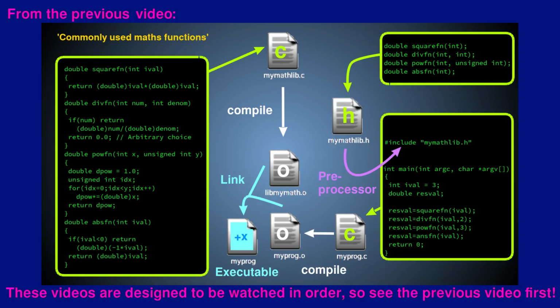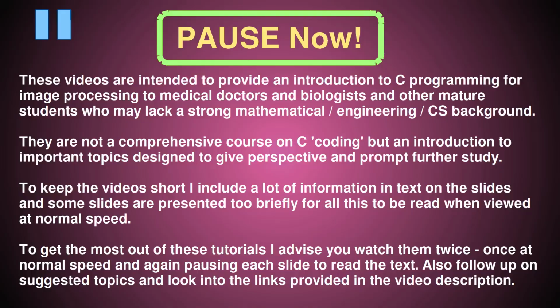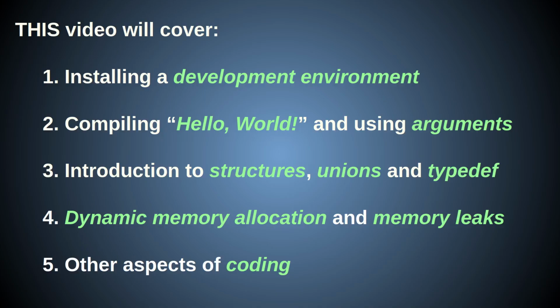In the previous video, I discussed the essential components of a C program and the three main steps involved in turning source code into an executable file, namely pre-processing, compiling, and linking. In this, the last video in the series, I'll take you through the practical steps of compiling a C program.